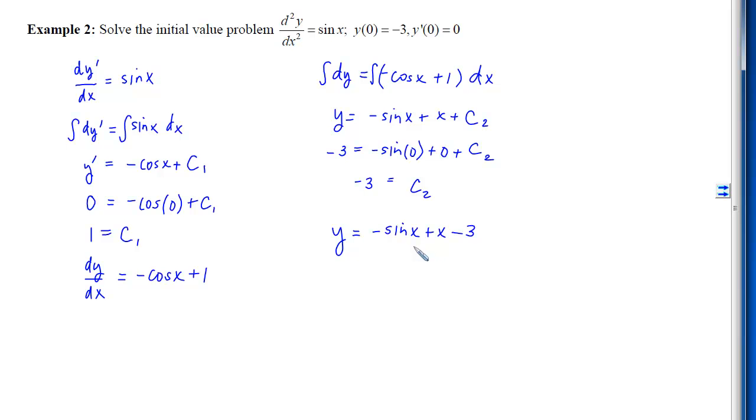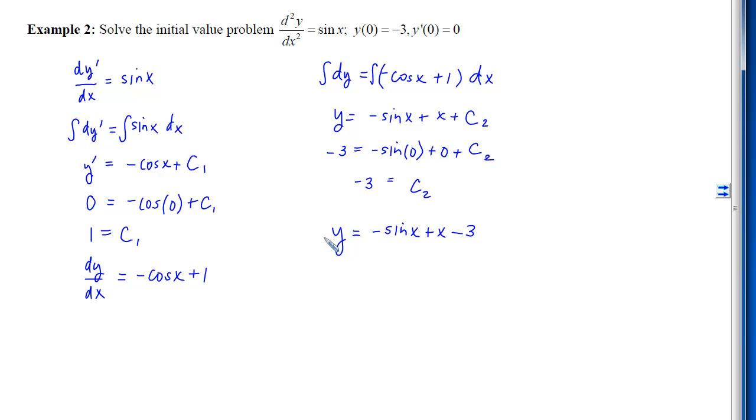I could double check that this was the correct answer by taking the derivative. That would give me negative cosine x plus 1, and then take the derivative again. That would give me positive sine, and we would get the second derivative gives me sine of x. I could also double check by testing the points. When I plug 0 into y prime, I should get 0, and I do. And when I plug 0 into y, I should get negative 3, and I do.